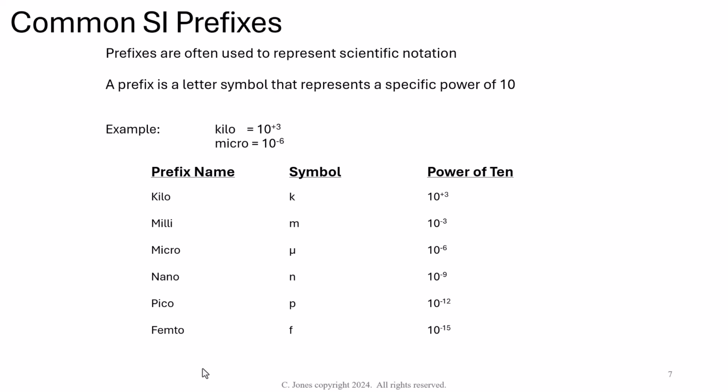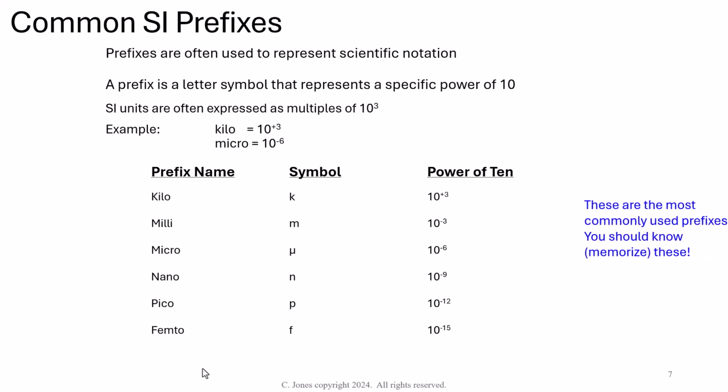So whenever I put a K in front of a unit, it just means it's times 10 to the plus 3. Milli is 10 to the minus 3. Micro is 10 to the minus 6. Nano is 10 to the minus 9th. Pico is 10 to the minus 12th. And femto is 10 to the minus 15th. And you may have noticed that these SI units are expressed as multiples of 10 to the power of 3. This is also an engineering notation.